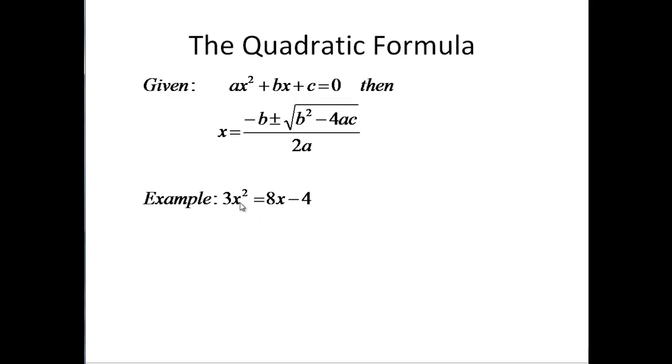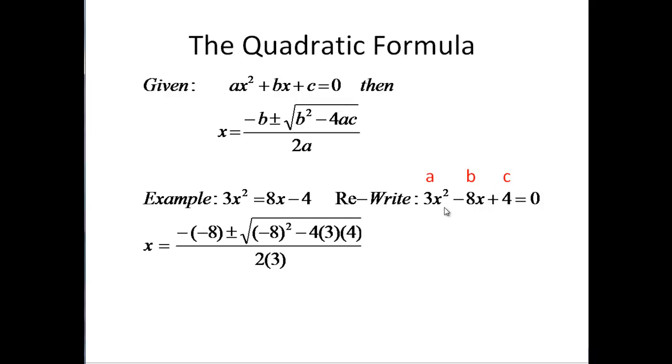Okay, in this example, 3x squared equals 8x minus 4. This isn't the correct order. I need my x squared, then my x, then my constant, then equal, then 0. So I need to move my 8x over and add 4. So it has to be 3x squared, subtract 8x, and add 4. Now I can identify my a is 3, my b is negative 8, and my c is positive 4.